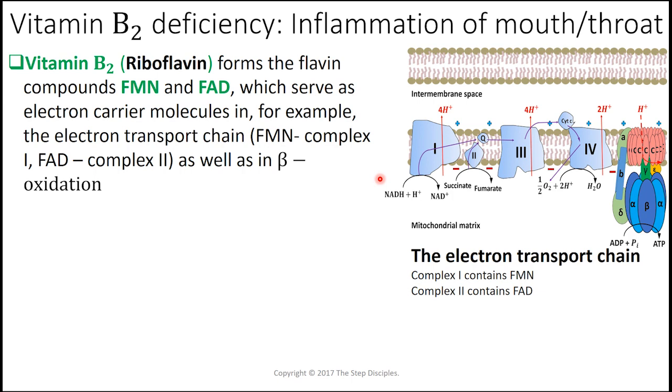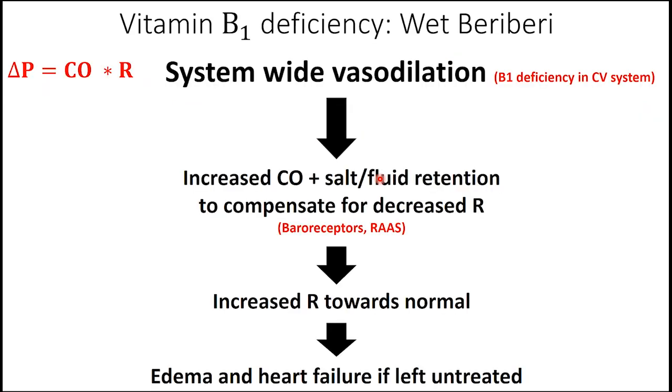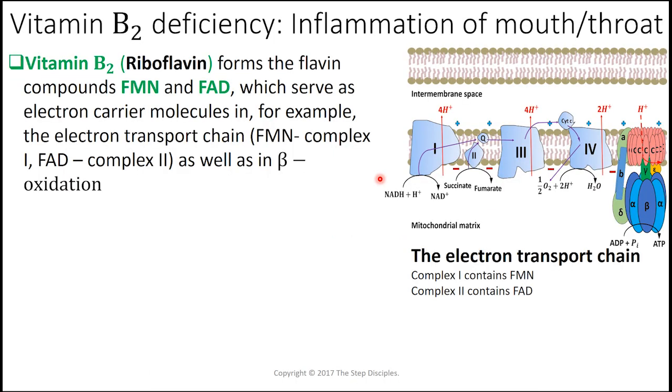So vitamin B1 was thiamine, right? Formed of thiamine pyrophosphate, associated with beriberi and wet beriberi. So beriberi is associated with the nervous system and degeneration of the myelin sheath, and wet beriberi is associated with involvement of the cardiovascular system that ultimately leads to heart failure if left untreated. Move on then to vitamin B2 deficiency, or inflammation of the mouth and throat. That's what the deficiency is associated with.